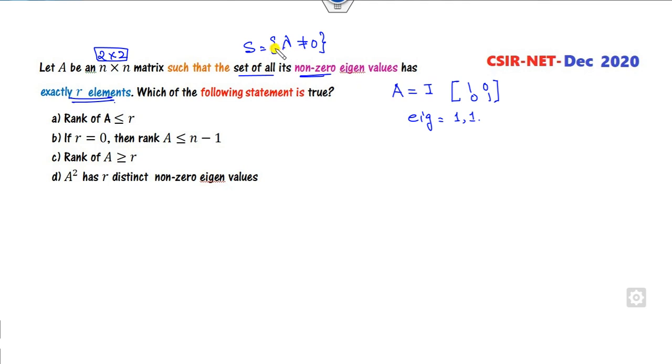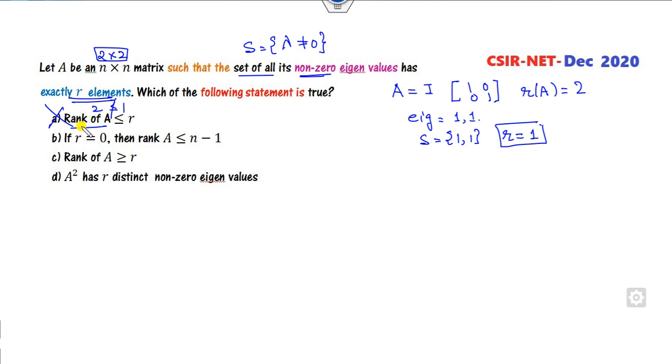Non-zero eigenvalues. So the set S has exactly one element here. So R is 1. What is the rank of this matrix? It is 2. So rank is 2, which is not less than or equal to 1. First option is cancelled. Fine.